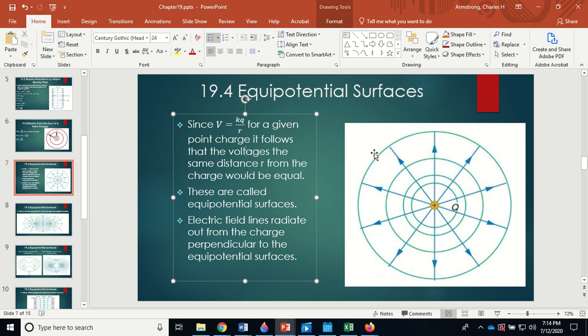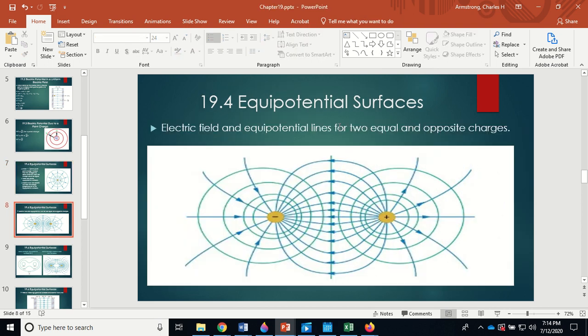Since V equals KQ over R for a given point charge, it follows that the voltages at the same distance R from the charge would be equal. These are called equipotential surfaces. Electric field lines radiate out from the charge perpendicular to the equipotential surfaces. So you can see these are radiating out. These are the electric field lines, and they're perpendicular to the equipotential surfaces.